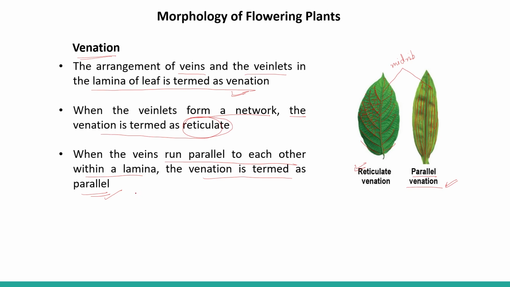Now there is one more thing you must remember. Reticulate venation is the characteristic of dicot plants. And parallel venation is the characteristic of monocot plants. So always you will see, if a plant is monocot, like wheat, rice, maize, when you see the leaves of that, then you can find the parallel venation. So this is the main midrib. The veins will be parallel to each other like this in the case of maize, sugarcane. Okay, so all these are monocot plants. But in the case of dicot plants, you will always have a reticulate type of venation. Okay.